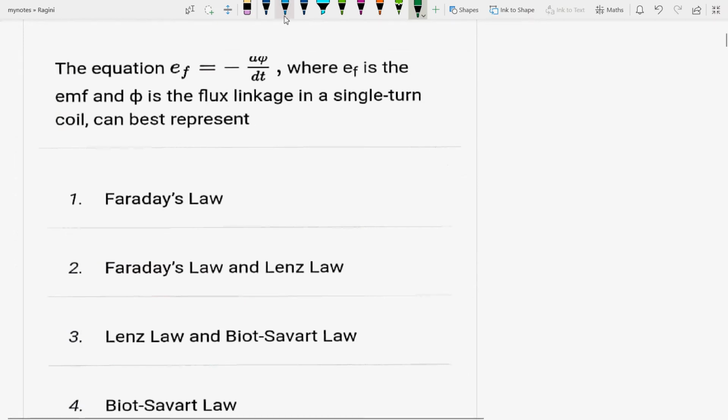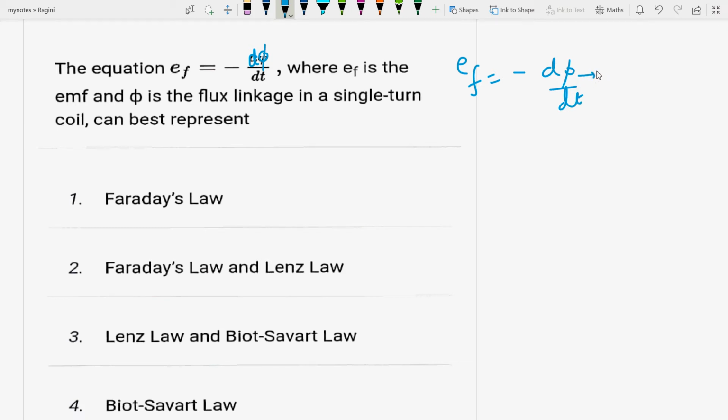नमस्कार दोस्तों, हाउ आर यू। मैं आज आपको रिवीजन पैक करा रही हूँ। EMFT के क्वेश्चंस हैं। फर्स्ट क्वेश्चन है: the equation e = minus d phi by dt, इसको बोलेंगे minus d phi by dt, where e is the EMF and phi is the flux linkage in a single turn coil, can best represent Faraday's law, Lenz law, or Biot-Savart law? तो इसका जो राइट आंसर होगा क्या होना चाहिए बताओ। ये जो इक्वेशन है आपकी e = minus d phi by dt, what does this phi denote?